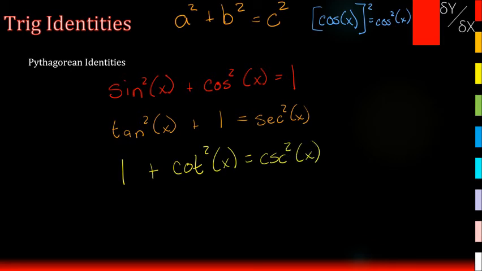Now, all of these can be moved around, shifted around, adjusted. That's something that's done all the time. So you could have 1 minus cosine squared, and you could replace that with sine squared. So any of these can be rearranged and adjusted to fit the needs of your problem.